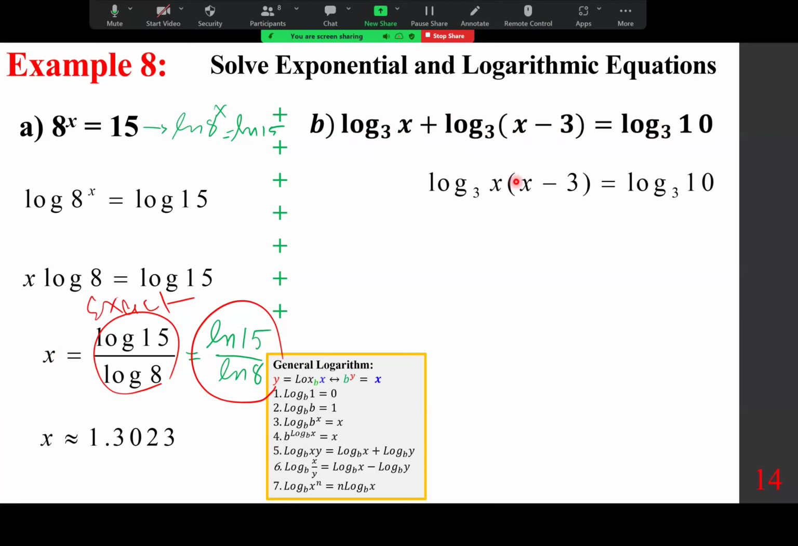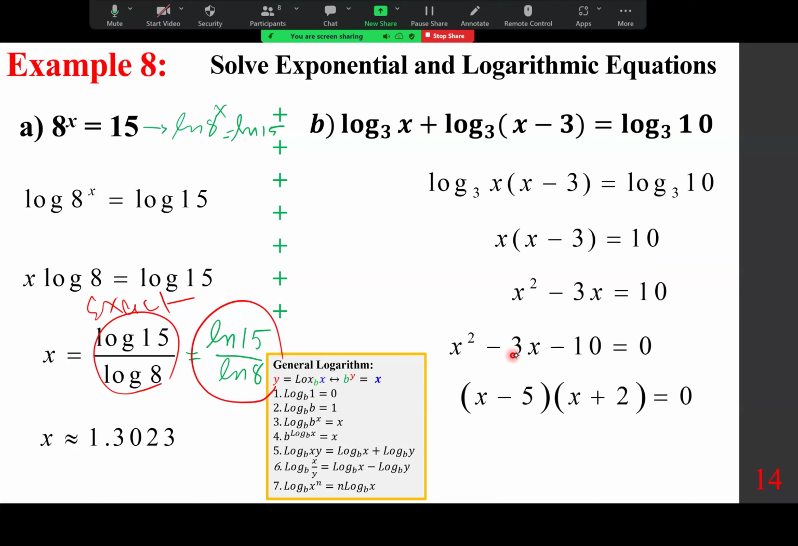We have the same base, so we must have the same argument. So this is x times x minus 3, this is 10. Of course, this is x squared minus 3x, and we move the 10. We can factor, we need two numbers. The product is negative 10, the sum is negative 3: negative 5 and positive 2. The answer is x equals 5 or x equals negative 2.